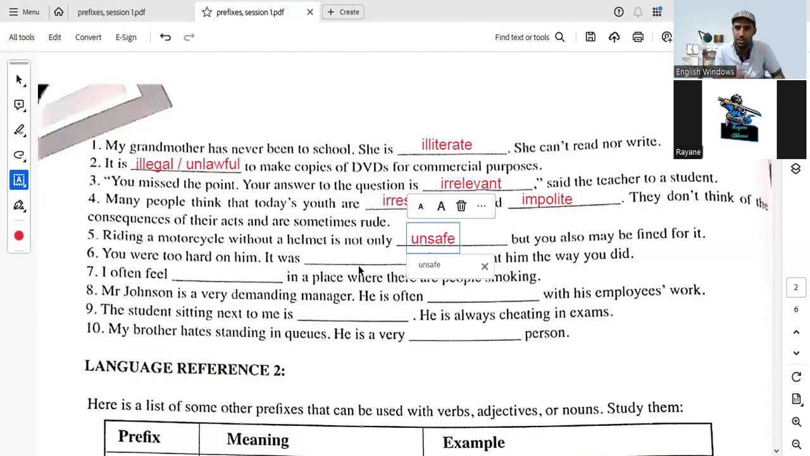Let's say unsafe is good too, or insecure is also possible. But let's say unsafe, one word is okay. Very nice. It's unsafe because if you fall down, you may get hurt on your head, and you might die, because that's really risky. Well, but you also may be fined for it. What is meant to be fined for something? If the police caught you without a helmet, you might be fined for that.